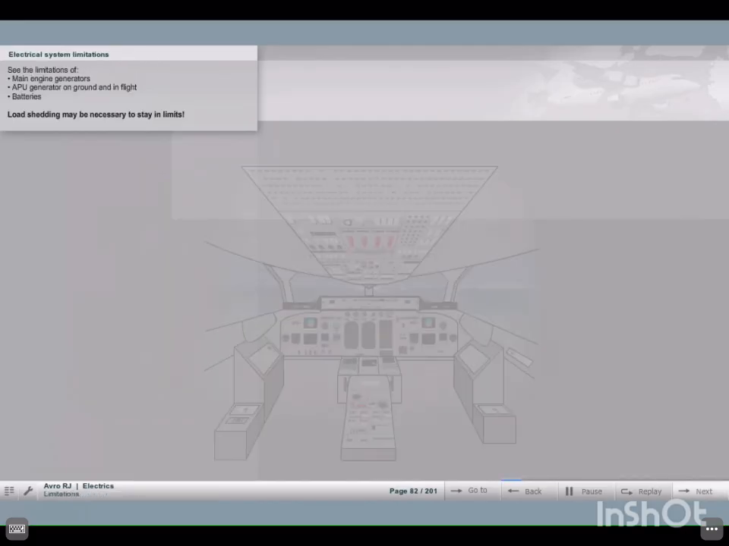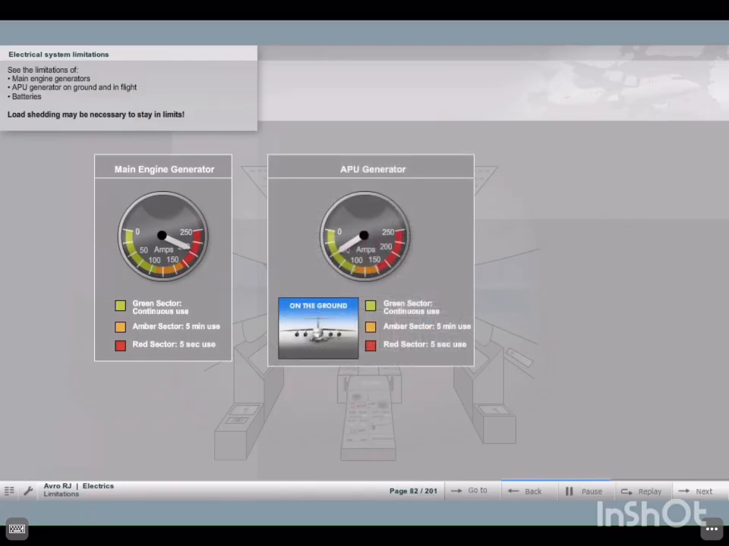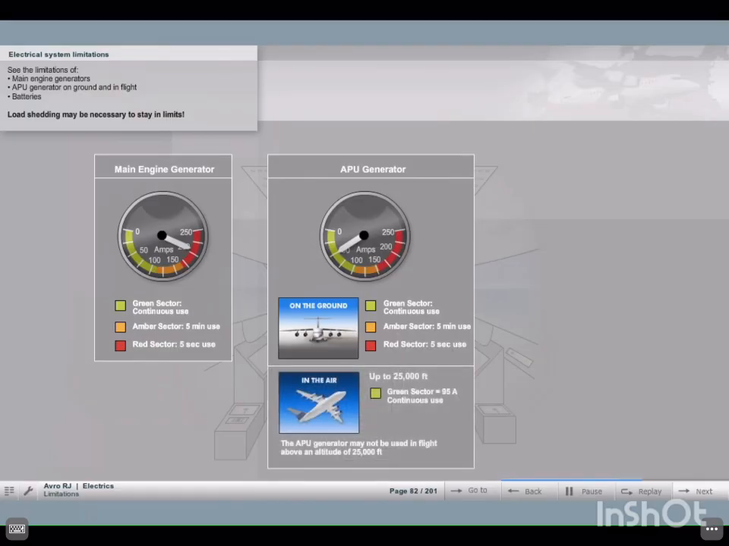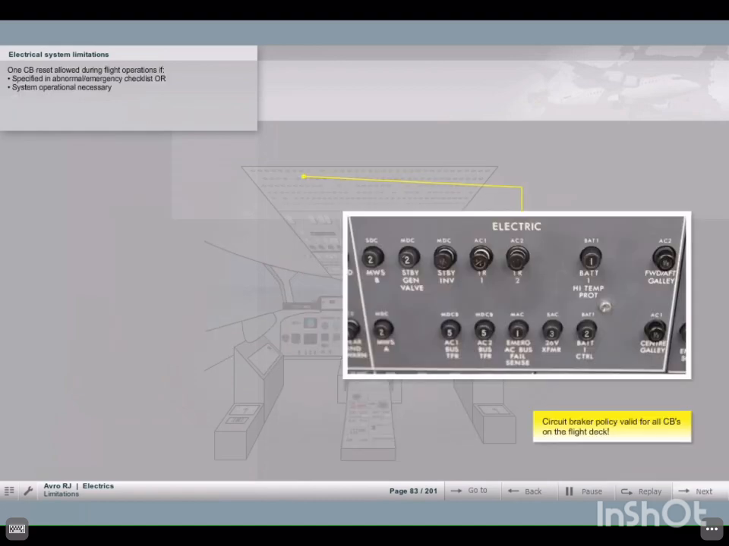Now, please have a look at the limitations of the main engine generator. The APU generator on ground, in the air, and the batteries. Load shedding may be necessary to remain within these limits. If, during flight operations, a system failure is accompanied by tripping of a circuit breaker, one reset attempt may only be made if this is specified in the relevant abnormal and emergency checklist or the system is operationally essential.